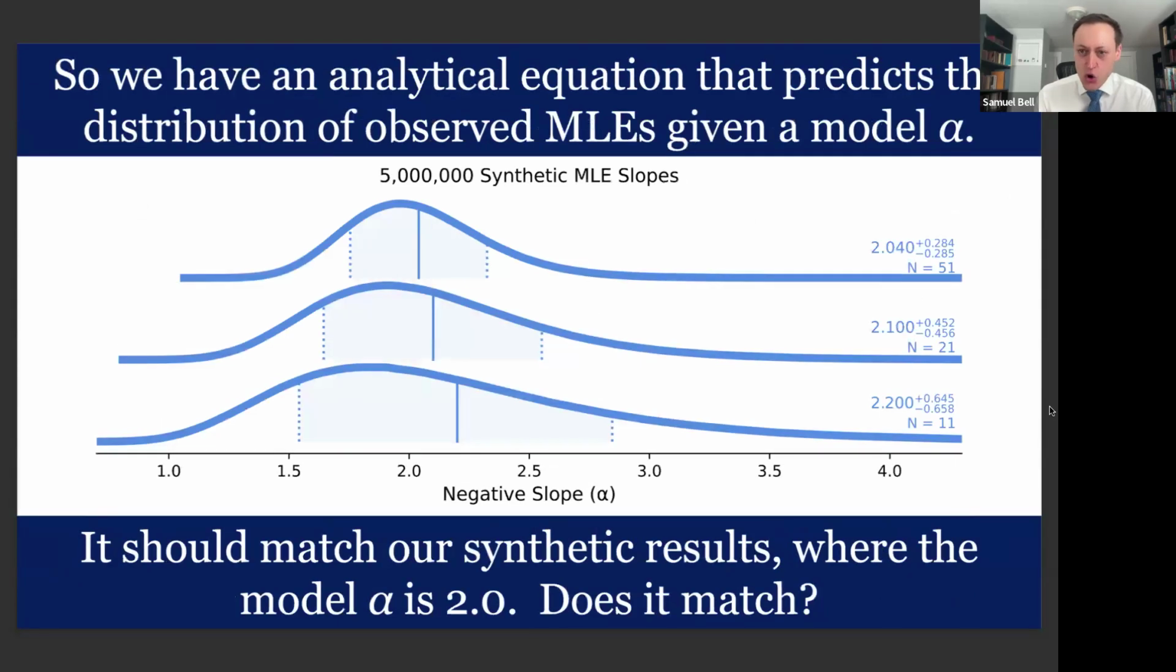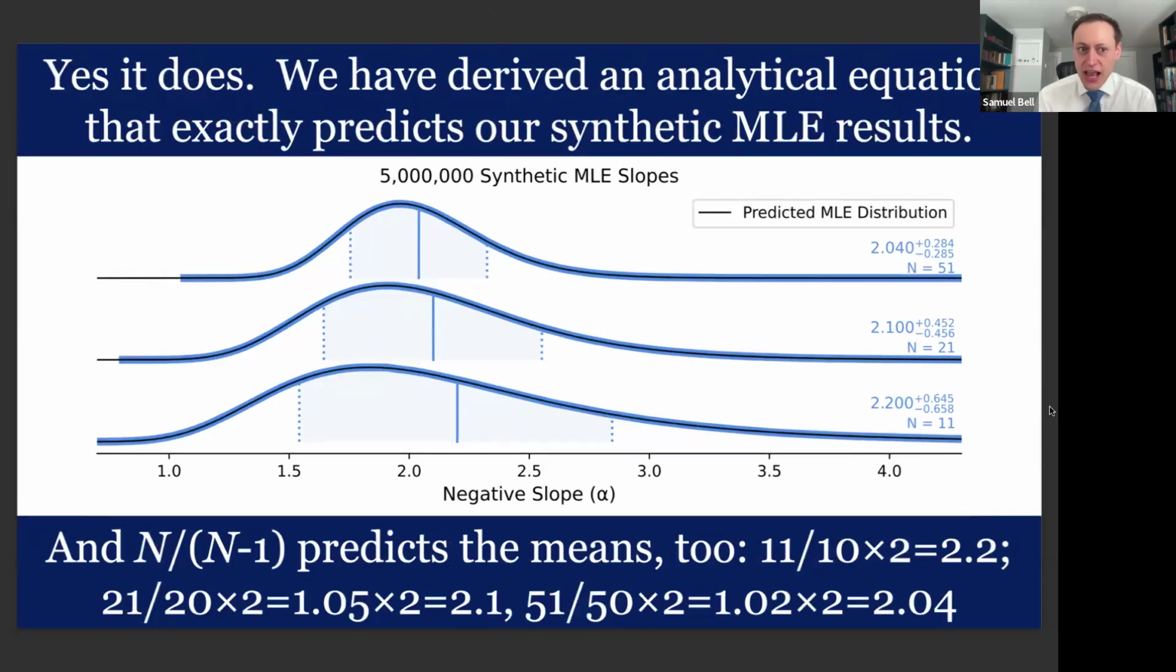So we have an analytical equation that predicts the distribution of observed MLEs given a model alpha. That actually predicts the fundamental bias that we see reflected in so many of our slope problem fitting methods. It should match our synthetic results, where the model alpha is 2. Does it? Does it match? Yes, it does. And we have derived an analytical equation that exactly predicts our synthetic MLE results. And n over n minus 1 predicts the means too.